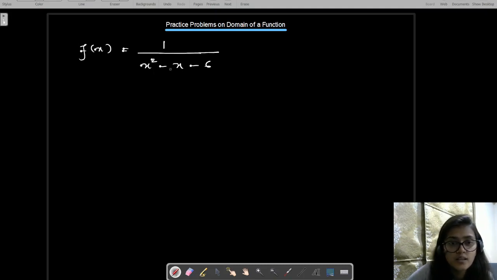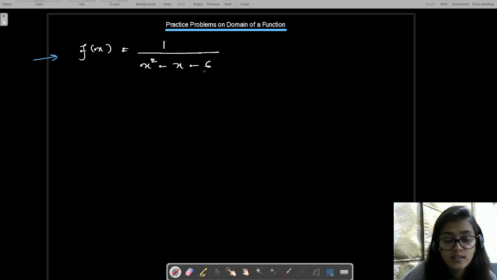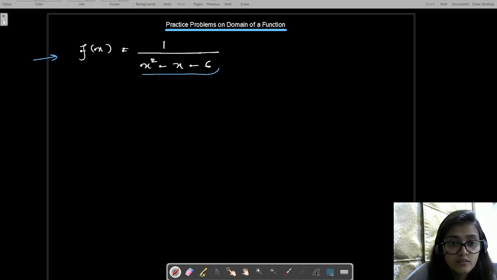Let's do this problem where we have to find out the domain of this function f(x). As we saw in the concept video, this is a rational function as it is the ratio of two polynomials, and to find the domain of a rational function we have to find those values of x at which the denominator will become 0.